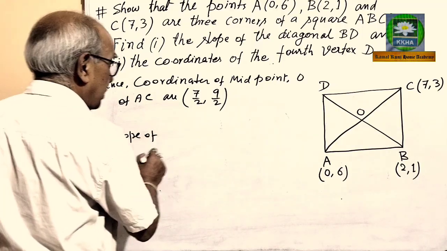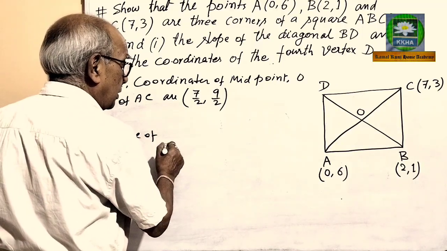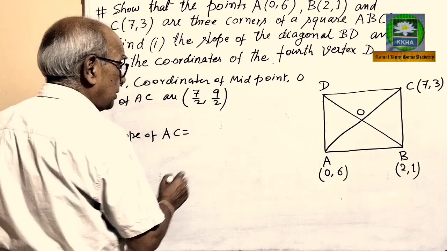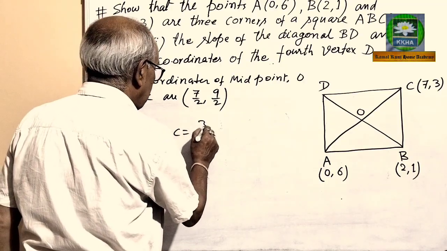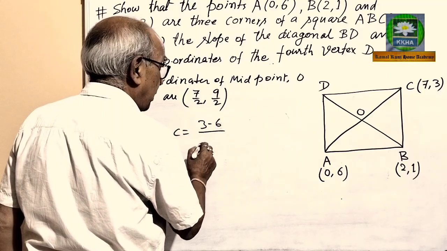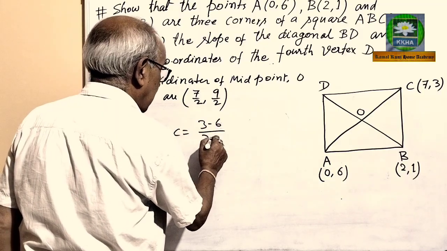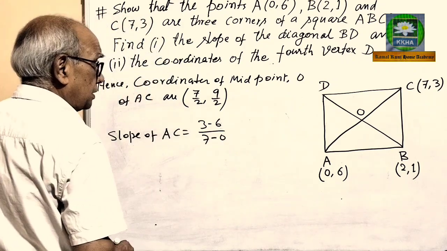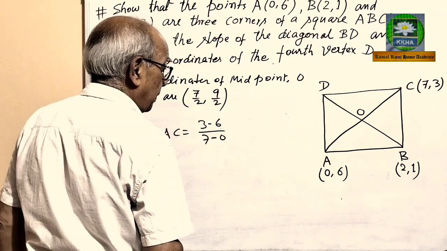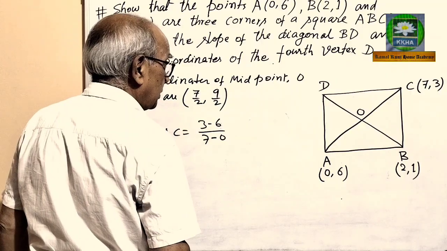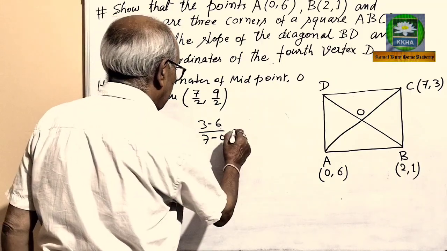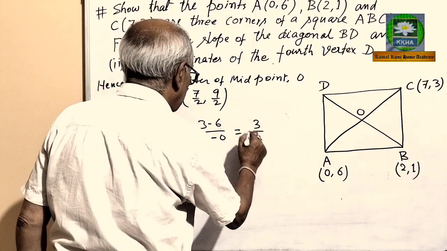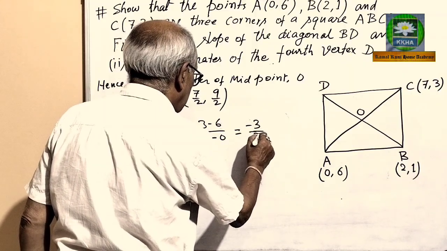Slope of AC is equal to 3 minus 6 over 7 minus 0, equal to minus 3/7.